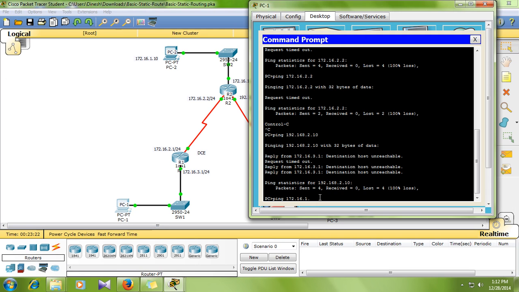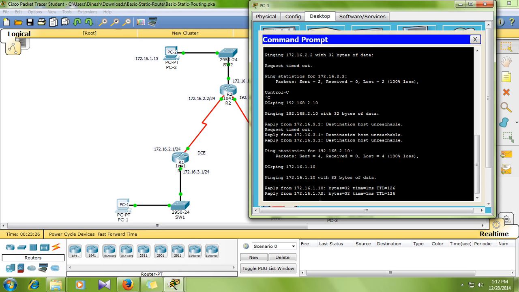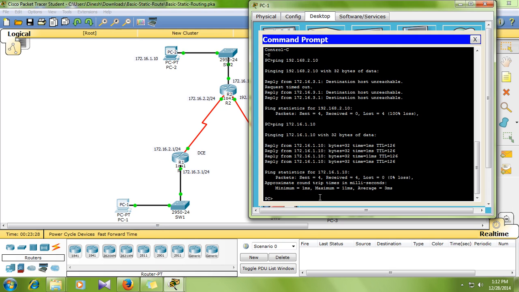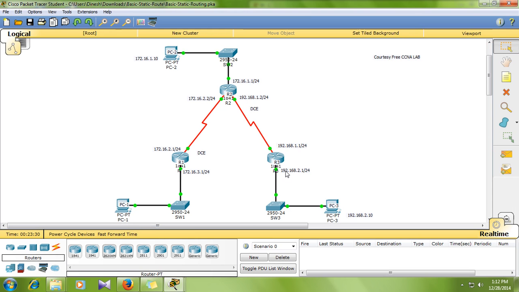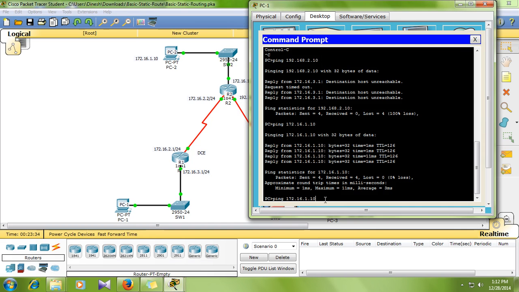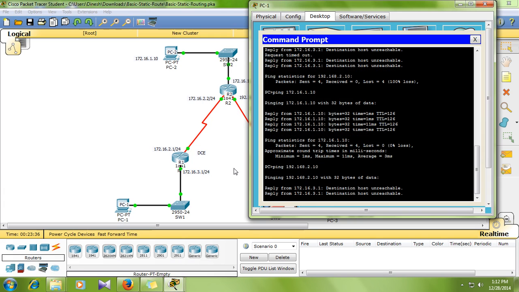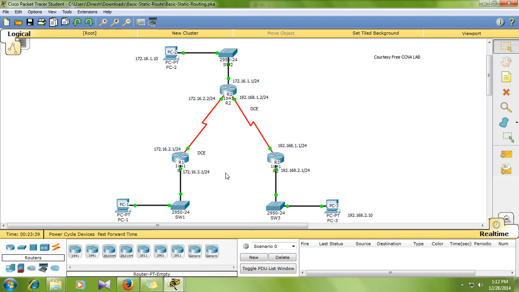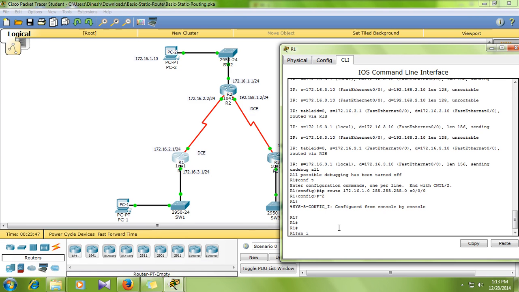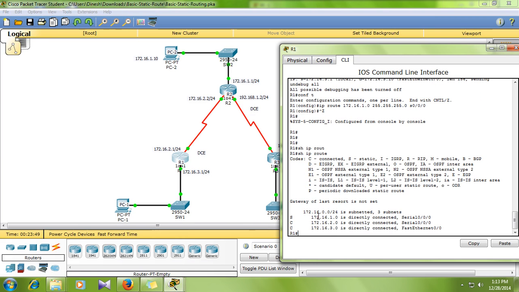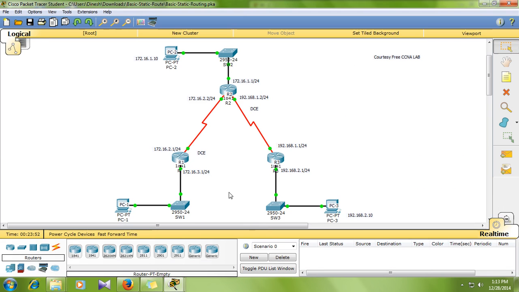Able to reach R3. Whether you are able to reach this router, because routing is available here? No. Why? In R2 you have the route for the 192.168.2 network, but in R1 you don't have a route for 192.168.2.1. Okay, this route is completed.